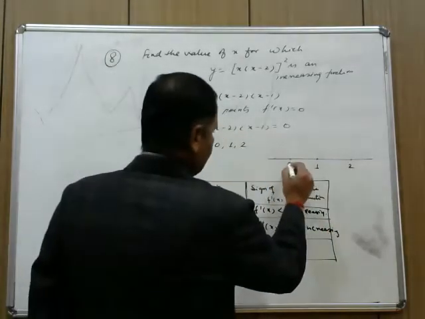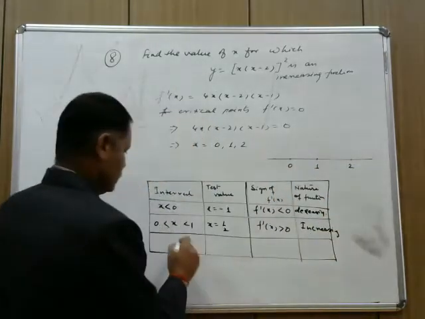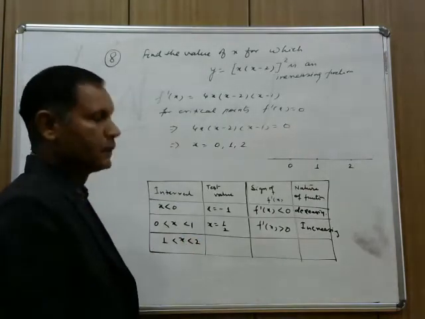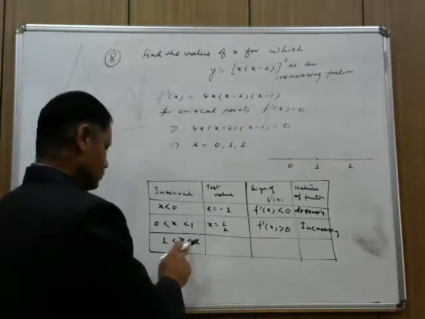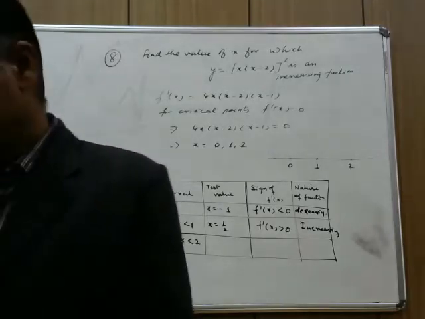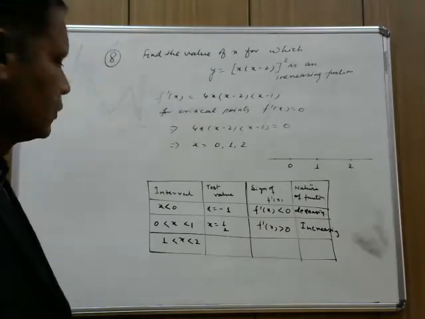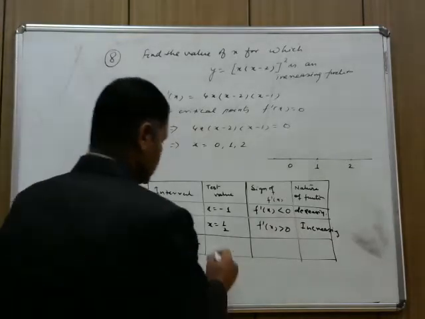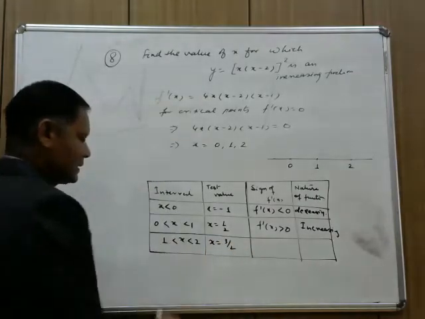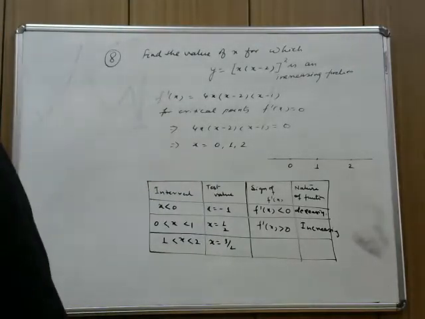Now the third interval. We have taken x less than 0, then between 0 and 1, now between 1 and 2, when x is less than 2 and greater than 1. In between, we can take x equal to 3 by 2, that is 1 and a half, between 1 and 2.